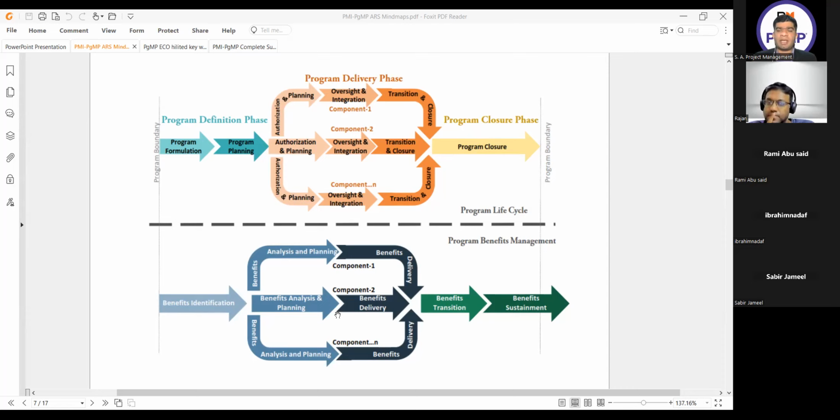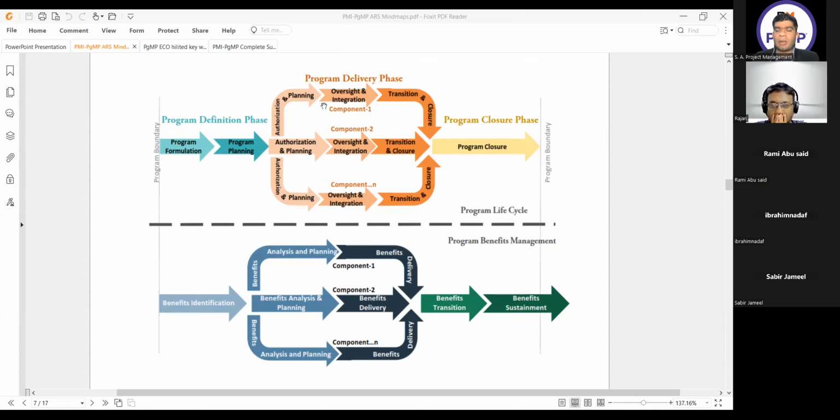We are talking about the benefits management domain today. I will revise the key concepts of this domain. Starting from here, first of all, we have to look into the program lifecycle phases, which are the program definition phase, program delivery phase, and program closure phase. Under the program definition phase, we have the program formulation subphase and program planning subphase.